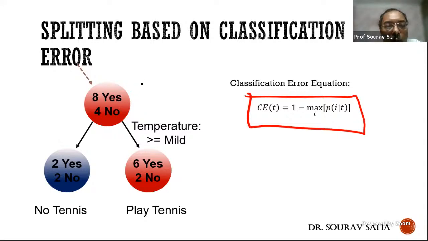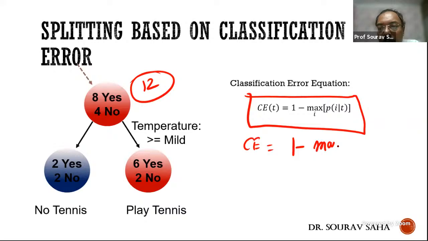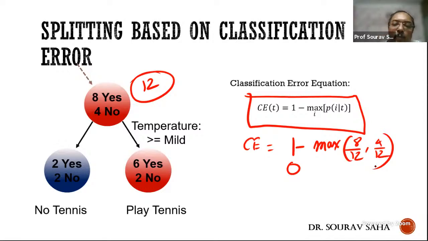Just to give an example, if all the 12 were saying yes, then my C would have been 1 minus maximum of 12 by 12. Right? And nothing else, right? So it will be 1 minus 1 or 0. So 0 impurity means completely pure. But the fact that there are some kind of problems, so 8 by 12 and 4 by 12, that is the proportion, and this is where we get 0.33 as the impurity value out here. Fine, so I have the impurity at the root node.